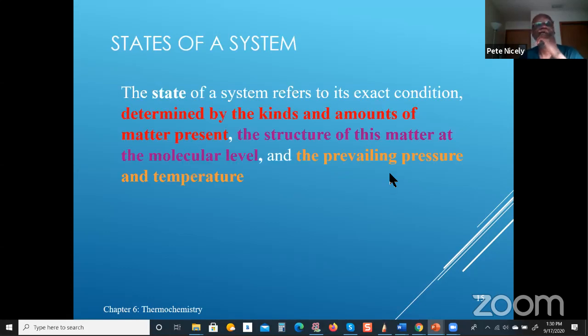Let me see here. All right. I think this may be the last topic we're going to talk about, the states of a system.